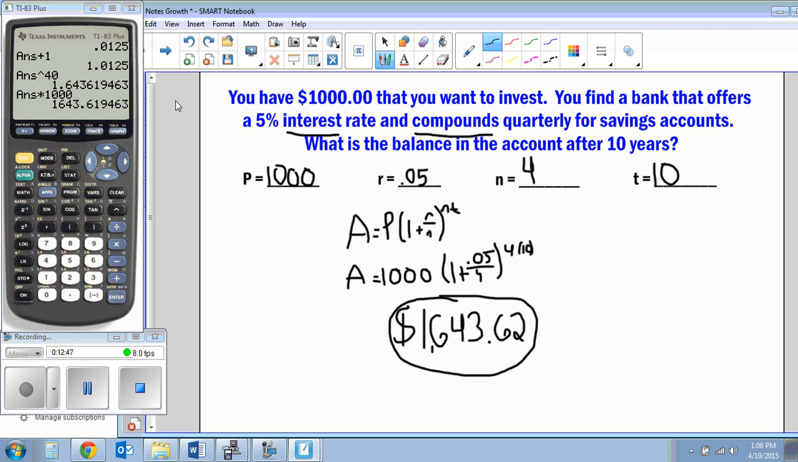Alright, that's pretty much all we have for compound interest. If you have any questions, there's also a comparison one where you would just compare the two. Give it a try by yourself and email me if you have any questions. Thanks!